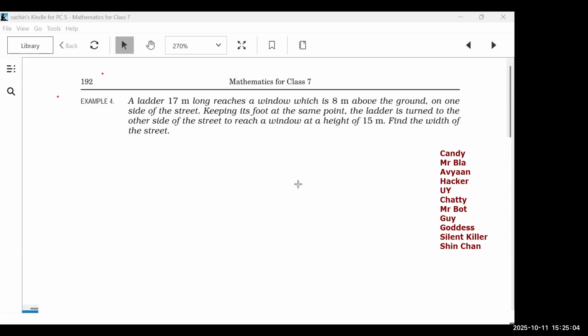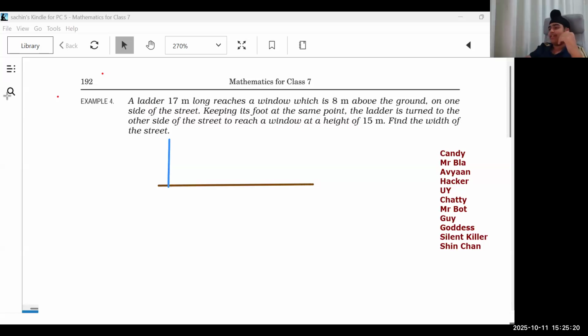So let me make the diagram. This is the ground. So this is Arav's friend's house. I don't know which friend, but let me make it in this blue color. How did you know I'm going there right now after this class?